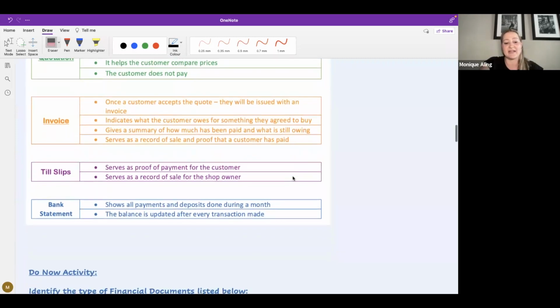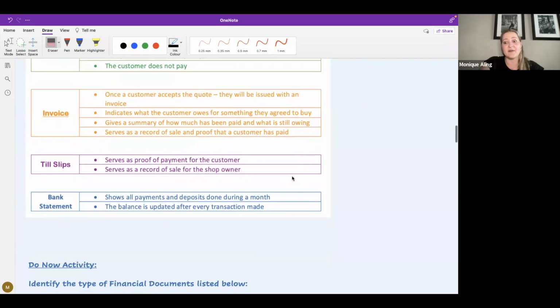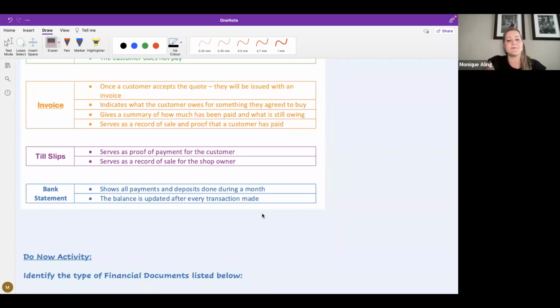And then a bank statement. It's a very important one. It shows all payments and deposits during a month. Remember, payments are leaving your bank account, deposits are money going into your account. And the balance is updated after every transaction made. So that's actually a very important point to take note of. You'll see it just now when we actually do a bank statement.